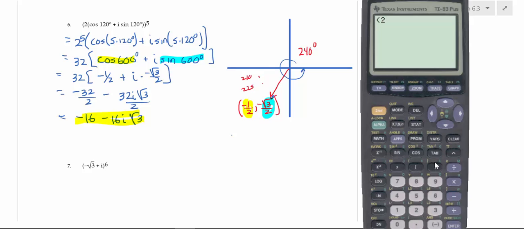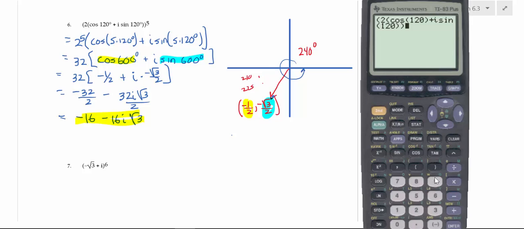It should work. So let's see, 2 cosine 120, like that. See, that's okay. Then plus i times the sine of 120. I'll close the parenthesis. Then I'm going to double the parenthesis like that.